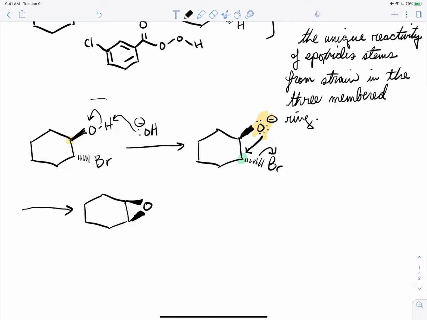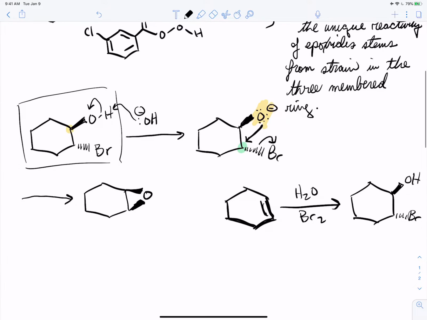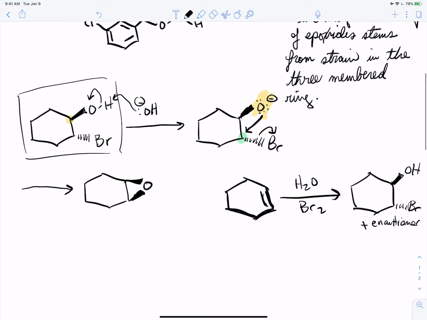And remember that to make this, we know a reaction for that. We can use water and Br2, so another one of our alkene reactions. When we went through alkenes, I said these are really important, put these on flashcards. Hopefully you took me seriously, because we come back to these a whole lot. So you get this, and you'd also get the other enantiomer of this. But that reaction is useful for that.